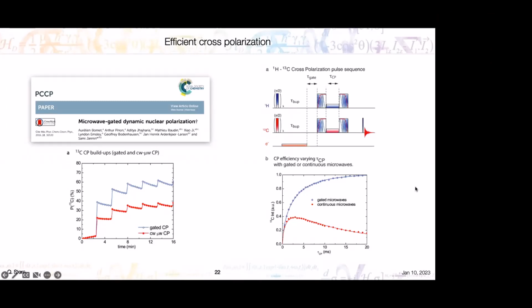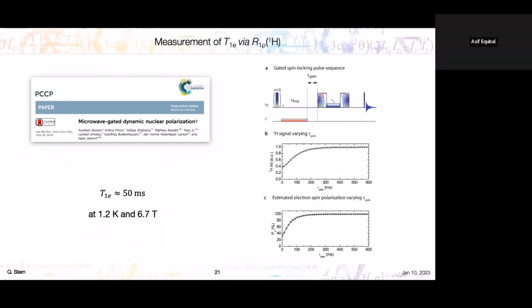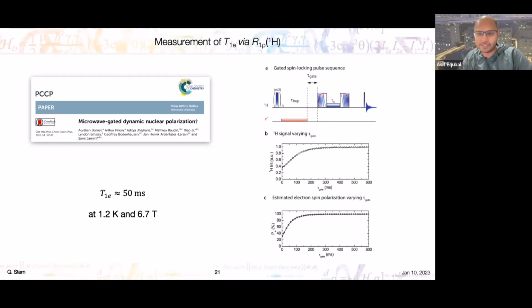Can I ask a quick question, Quentin? Yeah. In your previous slide, is this T gate time the same as the T1 of the electron, the buildup? T gate here? Yes, this is a parameter you increase. Similar to T1 of the electron? It needs to be, yeah. It needs to be on the order of the T1 of the electron. So you gate from 0 to 5 times the T1. It's almost 100 milliseconds at this condition. Yeah, so they found 50 milliseconds. Okay, thank you. You're welcome.